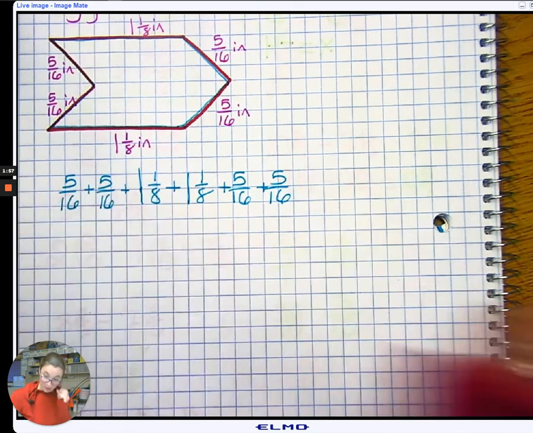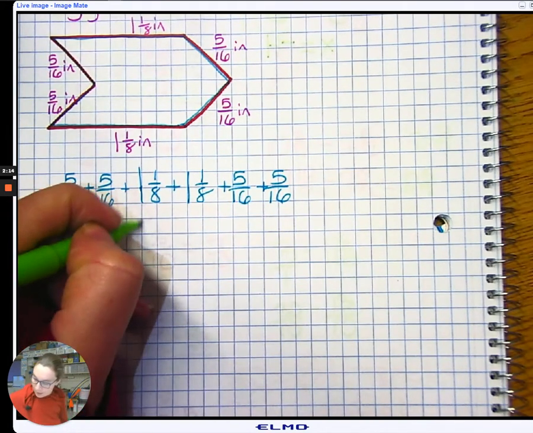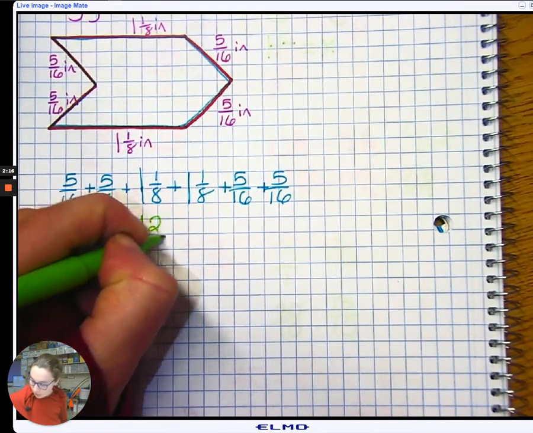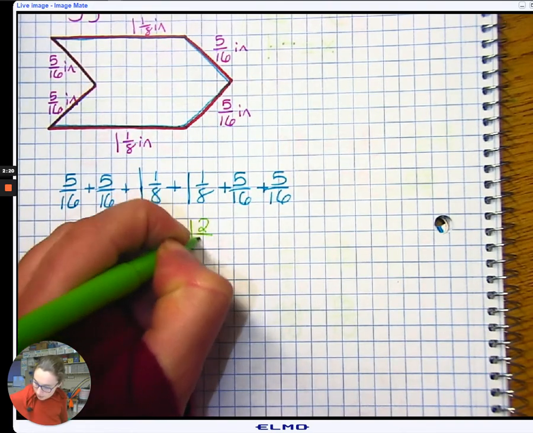And I know that to go from 8 to 16, I multiply by 2. What I do to the bottom, I do to the top. So if I multiply 8 times 2, I have to multiply the 1 times 2 as well. So each of these will become 1 and 2/16 plus 1 and 2/16.